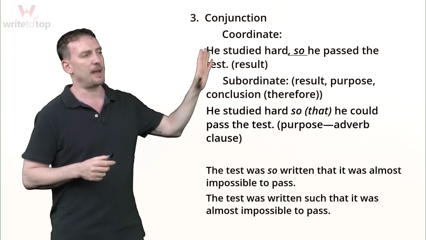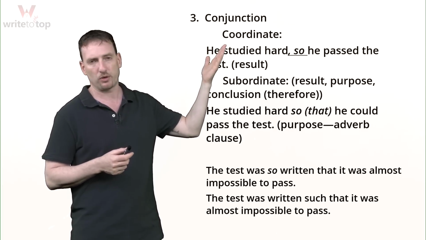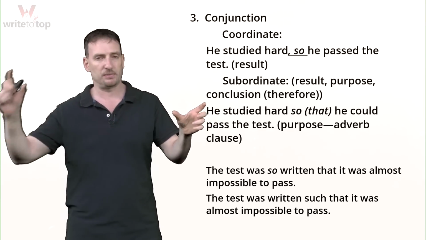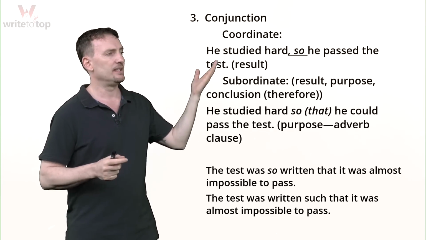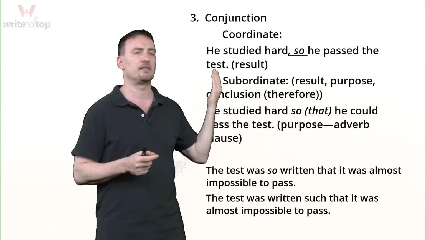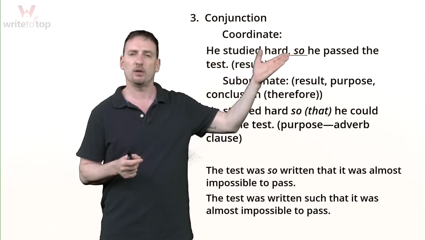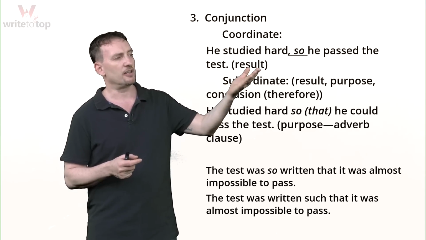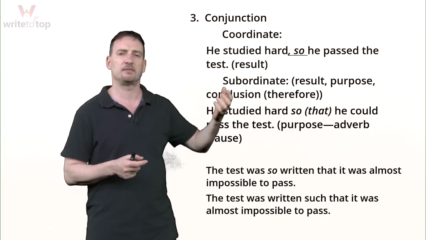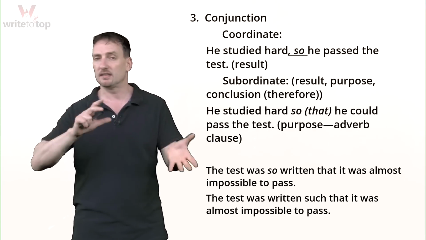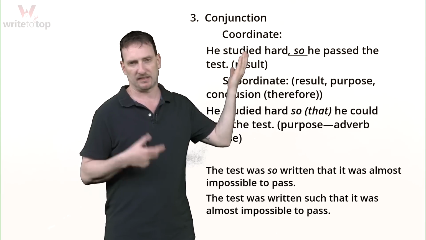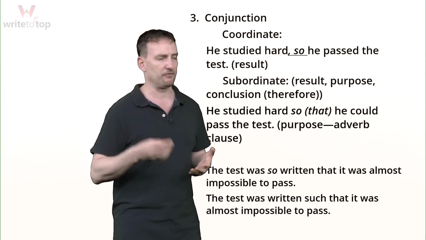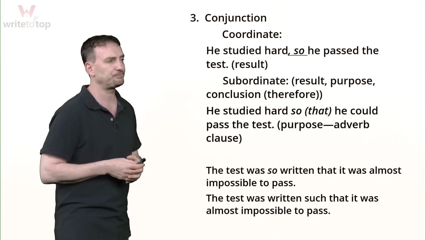First of all, we have 2 types of conjunctions using "so." We have the coordinate, meaning independent clause. We have "so" plus another independent clause. He studied hard, so he passed the test. In which case, "so," as a coordinate conjunction, means result. He studied hard, so he passed the test. He passed the test because he studied hard. Same meaning. So this is the action, this is the result. If you do it the other way around, then you have the reason for the result.